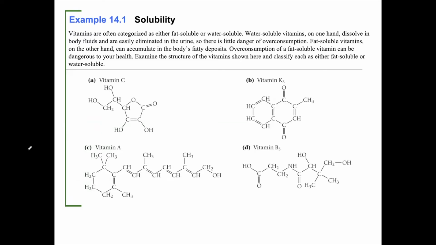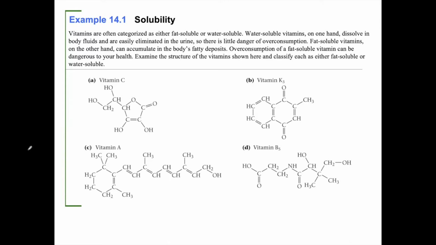So if we're looking at, for example, vitamin C, we first have to look at the bonds present in the molecule itself to determine if there's likely to be a net dipole for this molecule. Because like dissolves like, polar substances are attracted to polar substances. Non-polar substances are attracted to non-polar substances. So this question is basically asking, are these molecules polar? And if they are, they're more likely to be water soluble. The ones that are mostly non-polar will be fat soluble.